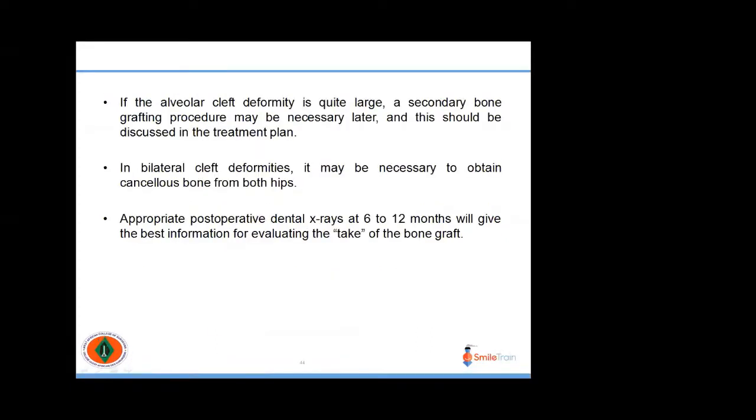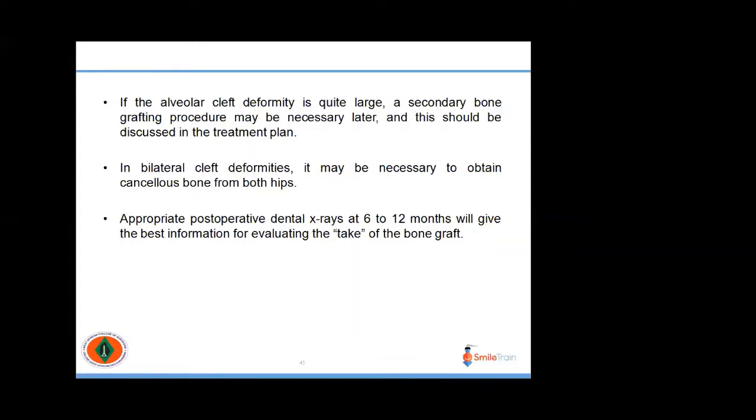So as I was saying, if the alveolar cleft deformity is quite large, a secondary bone grafting procedure will be necessary later, and this should be discussed in the treatment plan. In case of bilateral cleft deformities, it may be necessary to obtain cancellous bone from both hips. Depending on the size of the cleft on both sides, what I used to do if I have a bigger cleft alveolar bone in a bilateral cleft is to do one side first, especially if I find out that the blood supply to the prolabium is going to be compromised. So I will do one side of the cleft early, then 6 months later, the other side of the bilateral cleft can also be done.